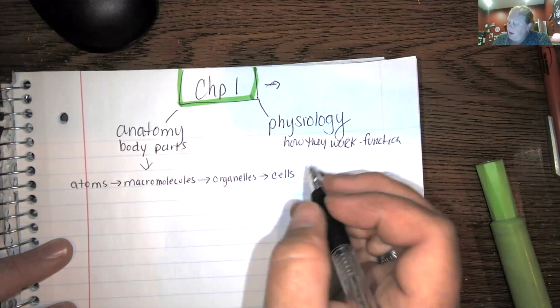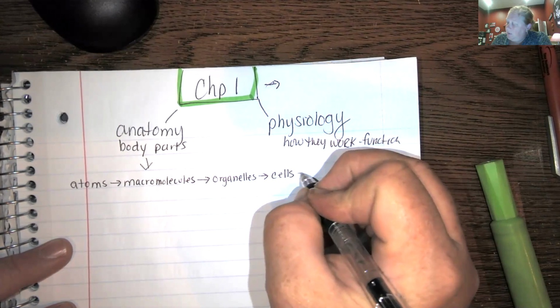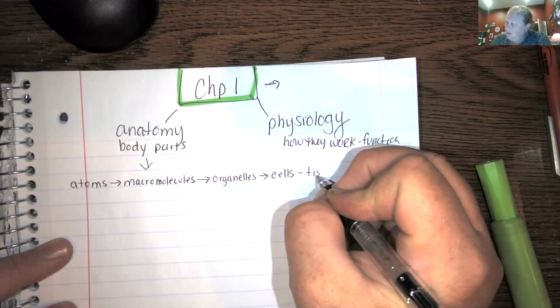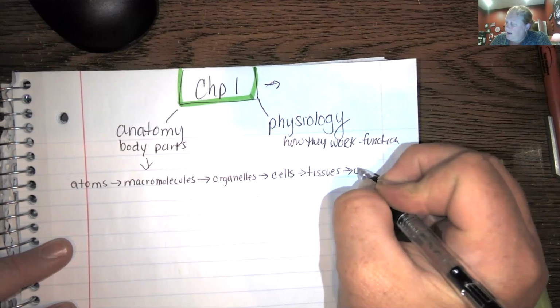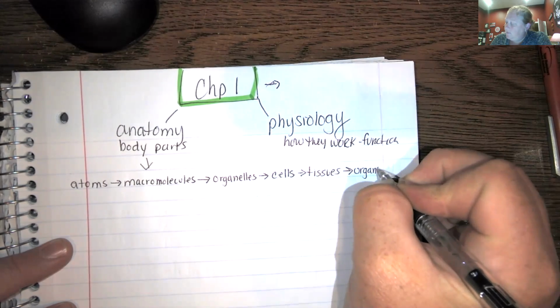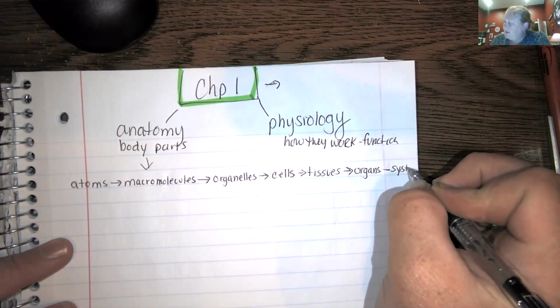Okay? And in turn, those cells make up tissues. Those tissues make up organs. And those organs make up organ systems.